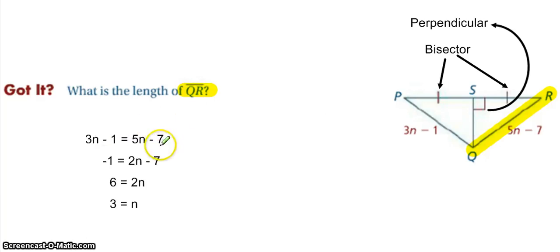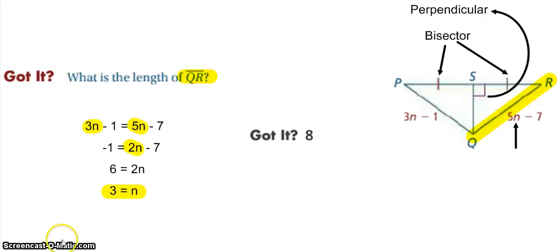I subtract 3n from both sides, which gives me my 2n. I then add 7 to both sides, which gives me a positive 6 equal to 2n. Then I divide by 2 to get n by itself and find that n is 3. But we're not done yet because we're not trying to find n, we're trying to find QR. So to find QR, I need to plug in the value for n. So that would be a 3 in there, which would be 5 times 3 gives me 15, minus 7 gives me a final answer of 8.